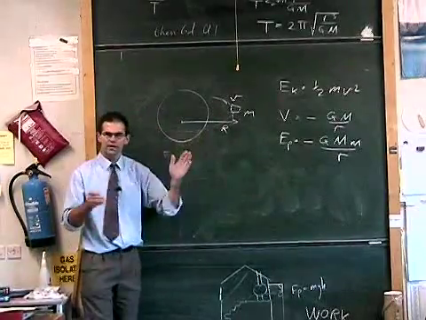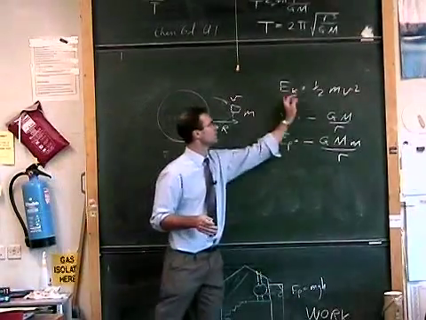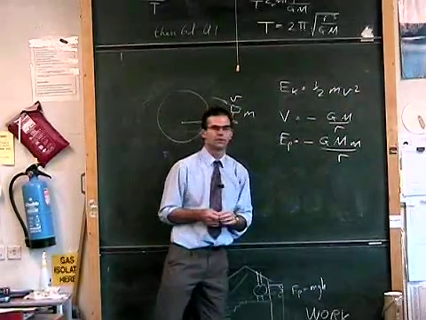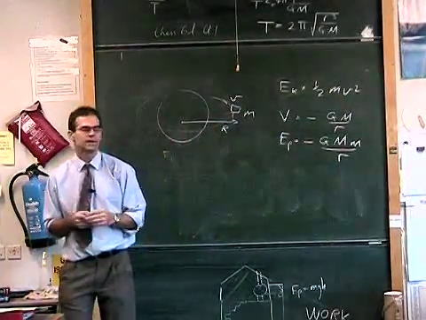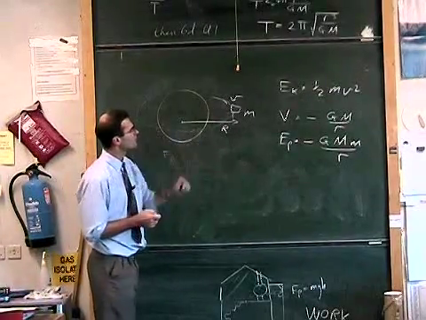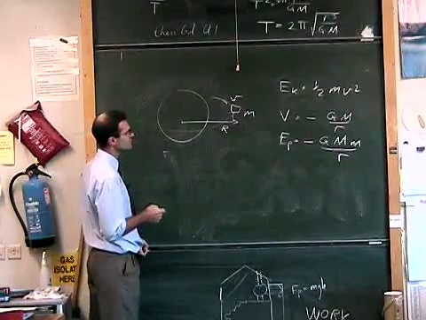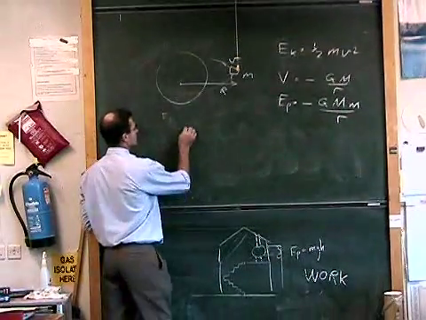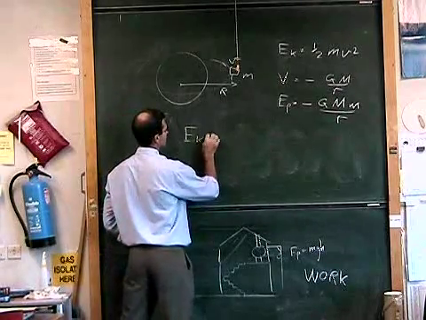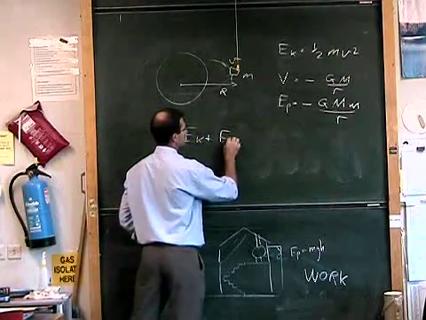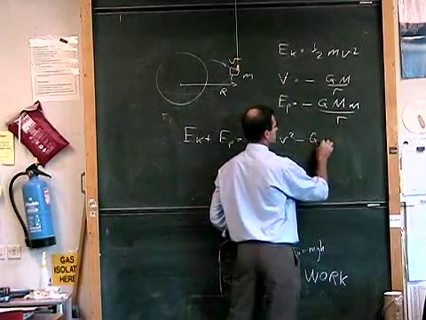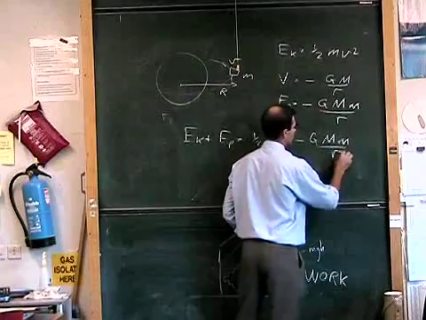You can actually add the two together. This is always going to be positive, kinetic energy, because v squared is always positive, and this is always going to be negative. And you can actually combine the two. So let's think how we could do that. Let's go for the kinetic energy. So the kinetic energy, Ek, plus the potential energy is going to be half m v squared minus GMm over r.